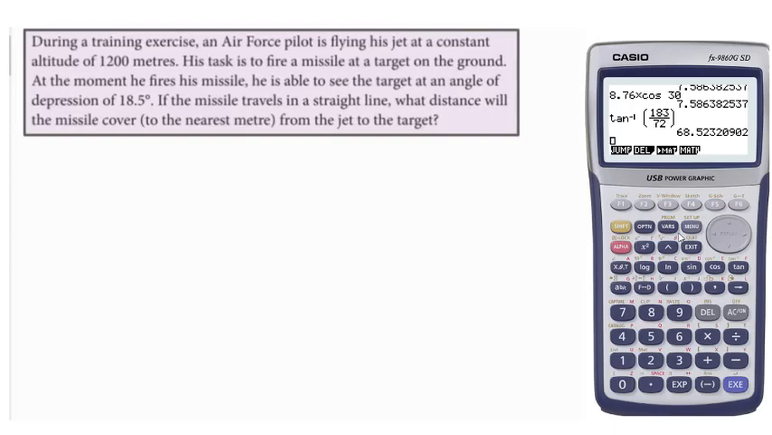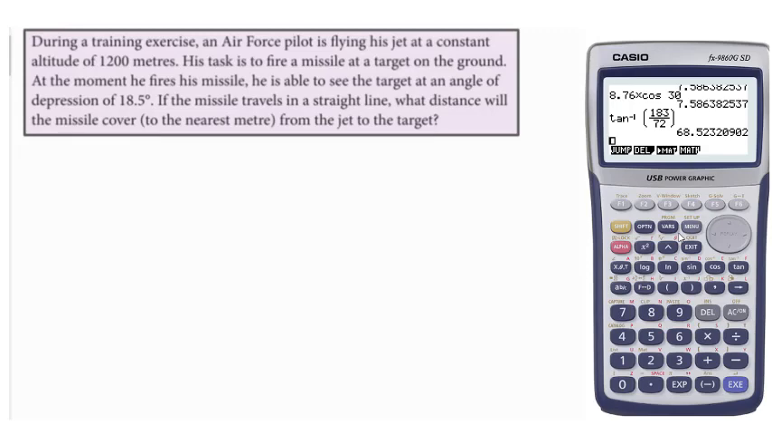During a training exercise, an Air Force pilot is flying his jet at a constant altitude of 1,200 meters. His task is to fire a missile at a target on the ground. At the moment he fires his missile, he is able to see the target at an angle of depression of 18.5 degrees. If his missile travels in a straight line, what distance will the missile cover, correct to the nearest meter, from the jet to the target?